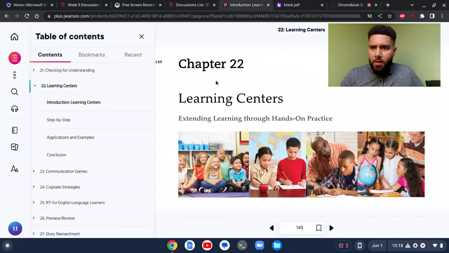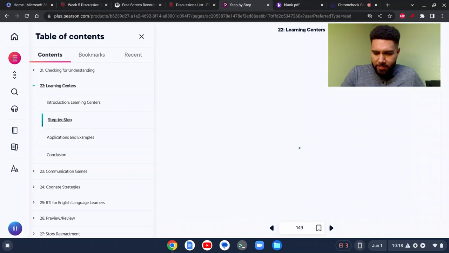So today's topic that I'll be addressing is learning centers. Okay, learning centers are pretty much different locations in the classroom where students can engage in different activities to help support their learning. The step by step for this is to identify the skills to be practiced.